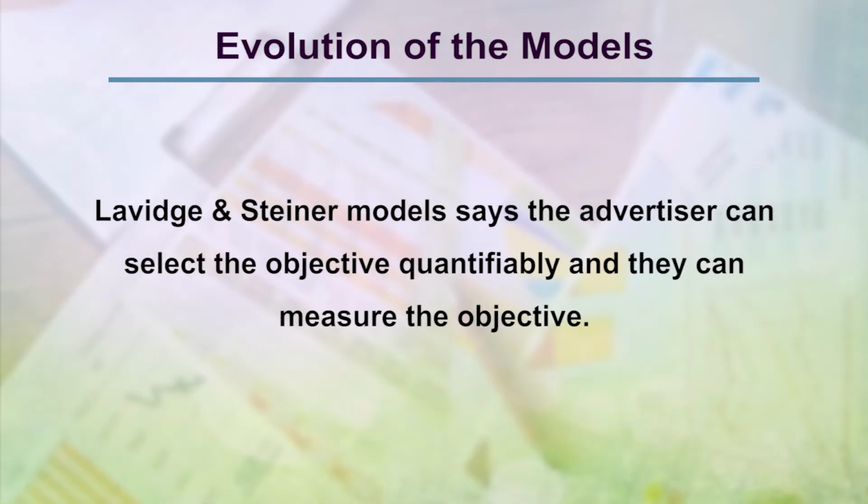The model developed by Lavidge and Steiner basically says that the advertiser can select the objective quantifiably, and they can measure the objective also after they have given the message or influenced the customers to buy the product. That is Lavidge and Steiner.